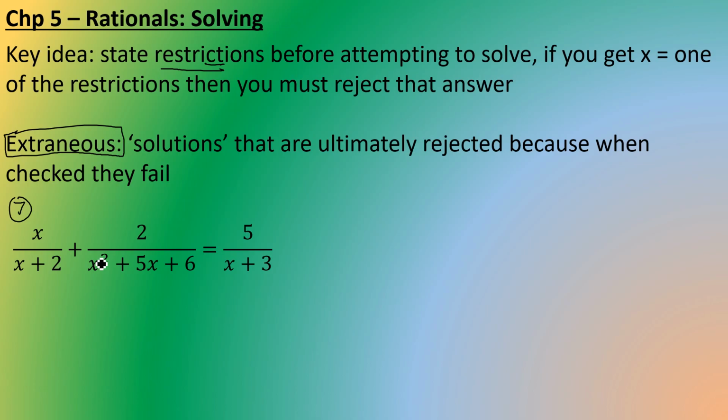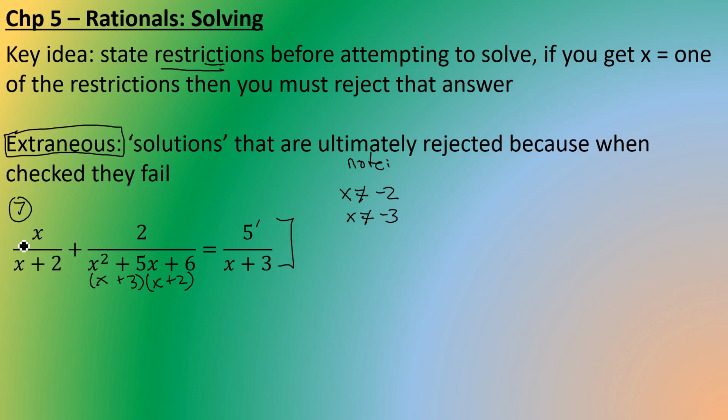So we're going to state our restrictions. So I see right here that we're going to say note on this example. x cannot be negative 2 because that would make the denominator of this first fraction 0. You cannot have a denominator of 0. Numerator 0 is fine, but denominator 0, that's no good. And we also note that x cannot be negative 3 because of this last fraction. And the middle fraction, well, when I factor it, I get x plus 3 and x plus 2 anyway.